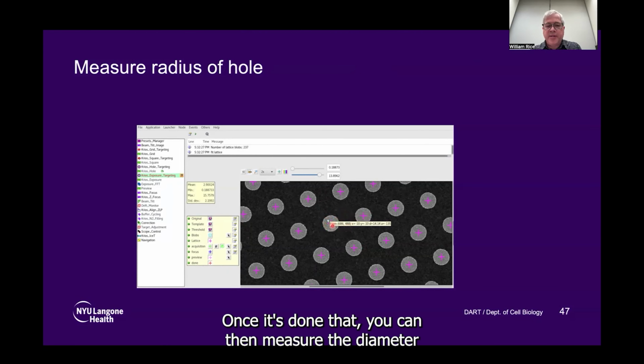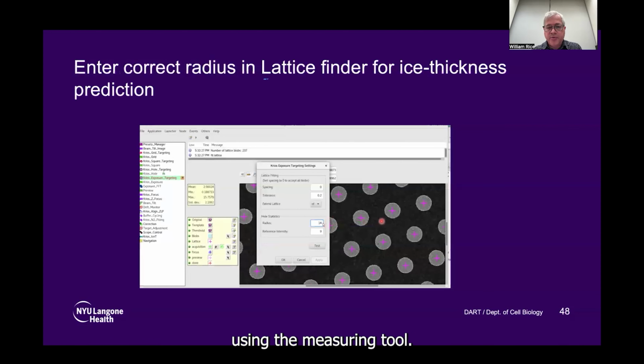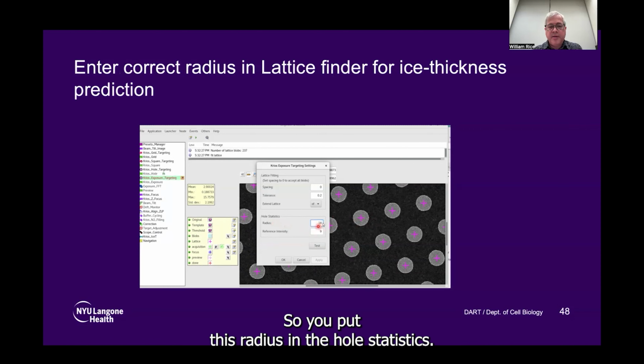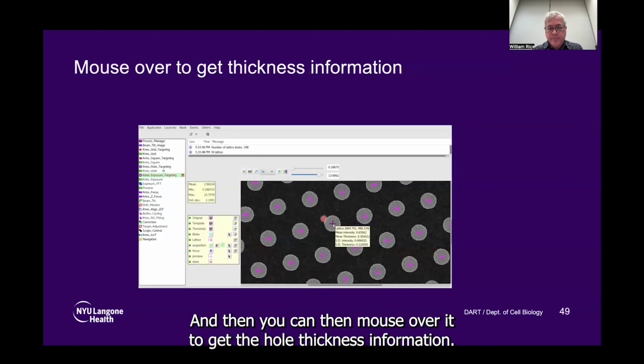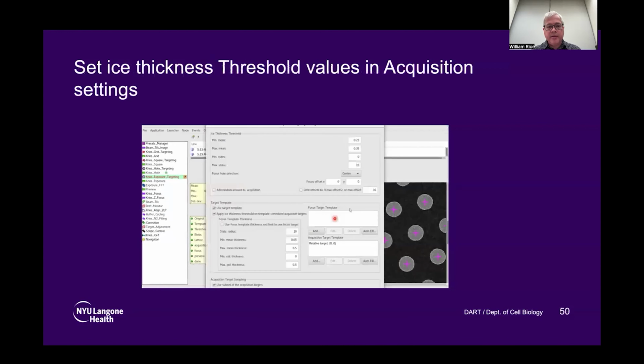Once it's done that, you can measure the diameter between the center of the target and the edge of the hole, again using the measuring tool, and this measures out to be 14 pixels. This is important for the ice thickness prediction. So you put this radius in the hole statistics, and then you can mouse over it to get the hole thickness information. This one has a mean thickness of, say, 0.3.